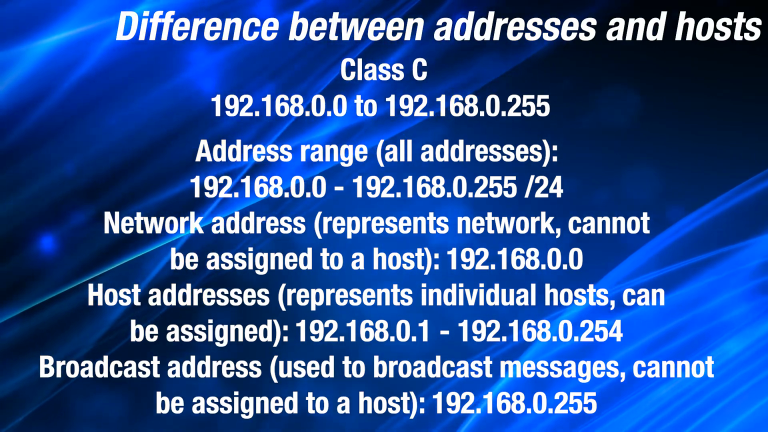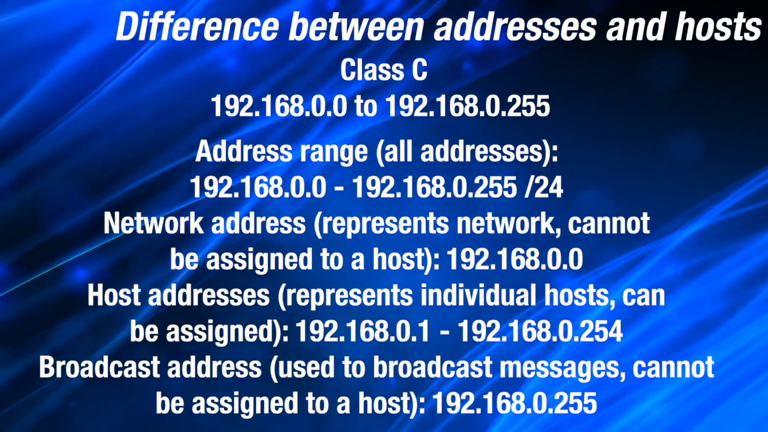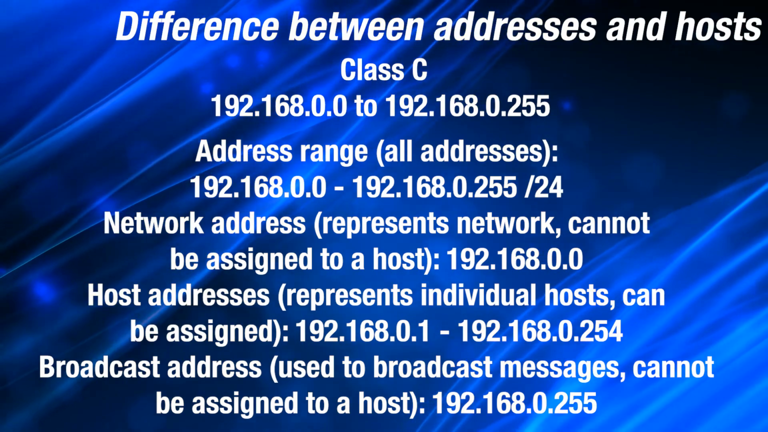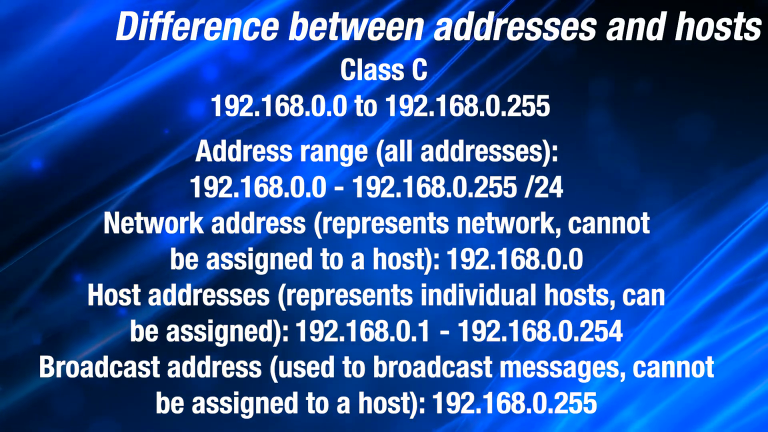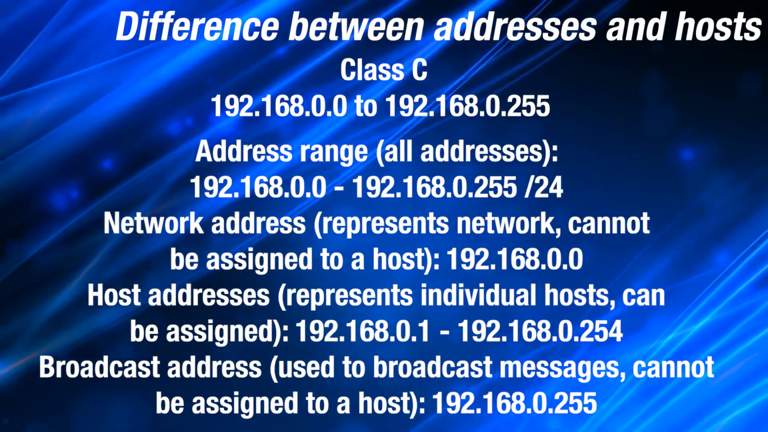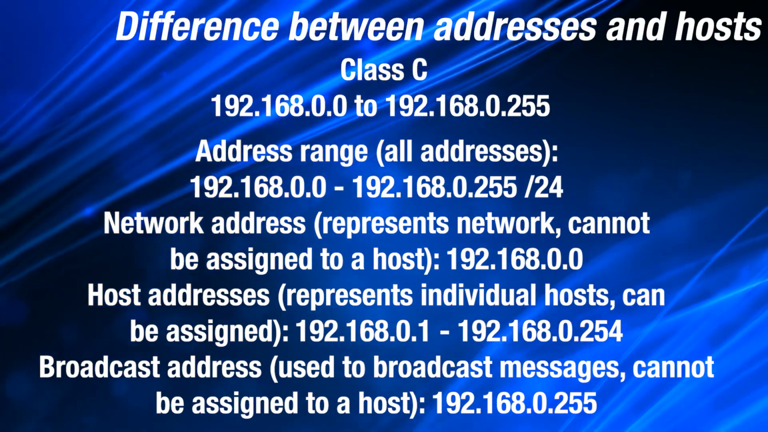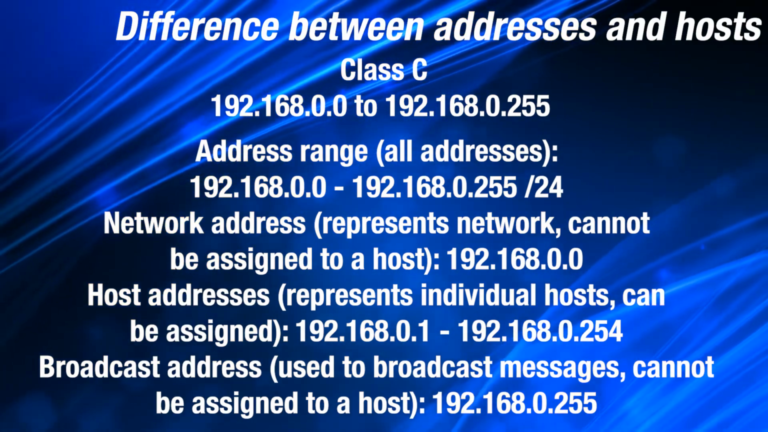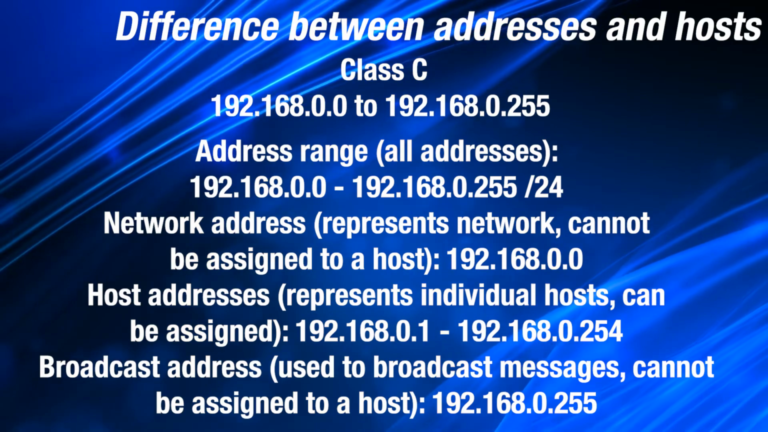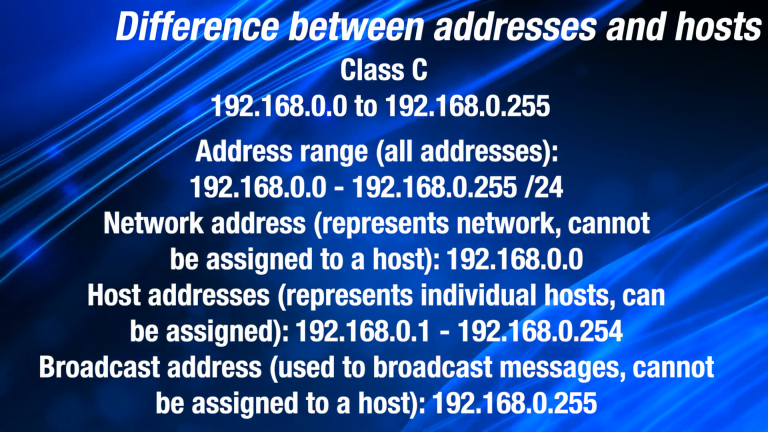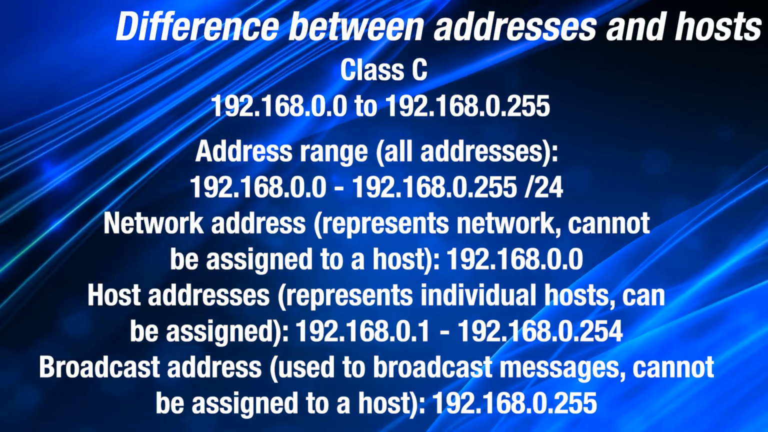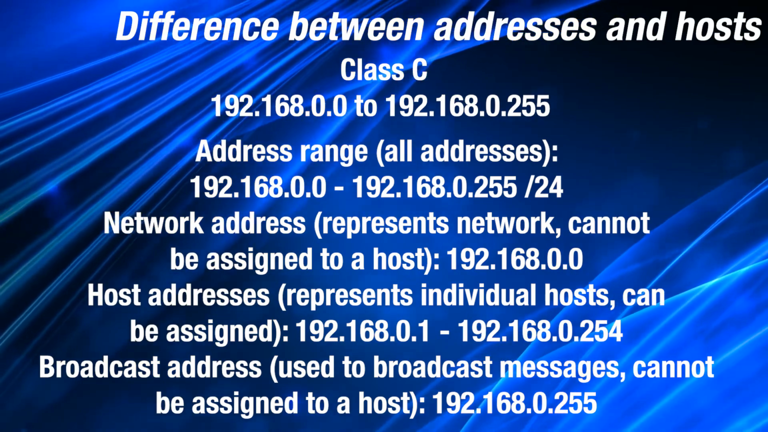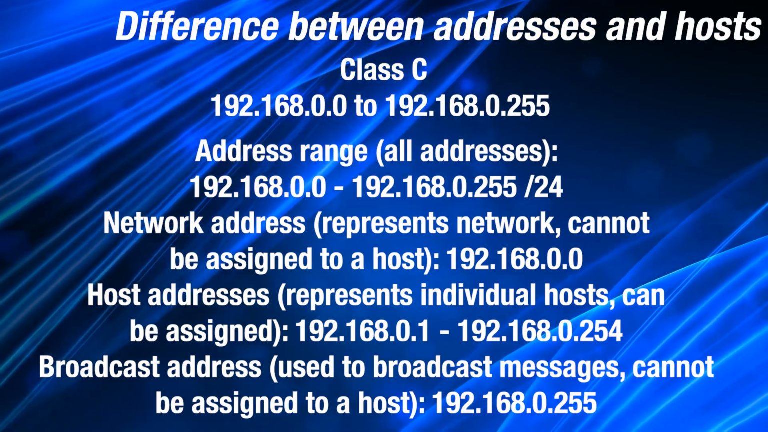.0 addresses count. So in this case, what is 192.168.0.255? That is our broadcast address, of course. And in the middle, 192.168.0.1 all the way to 192.168.0.254 are our host addresses. This gives us 256 addresses.